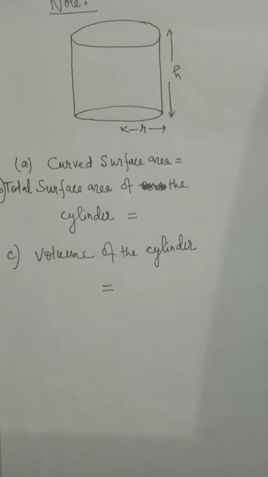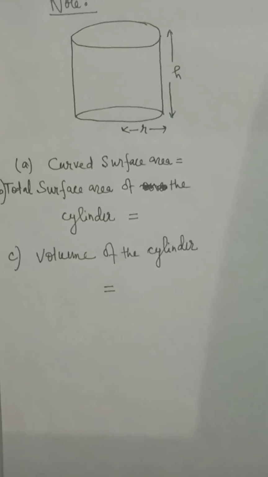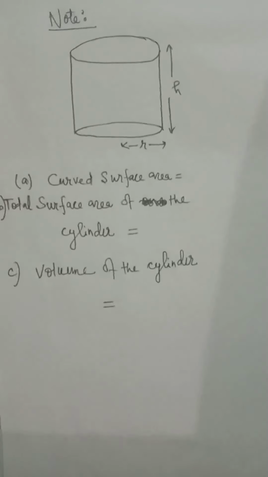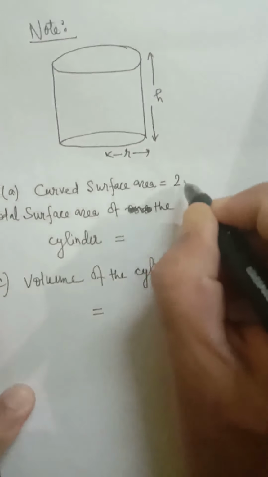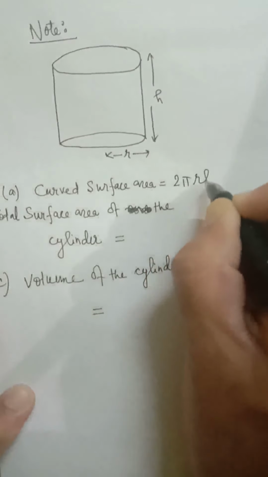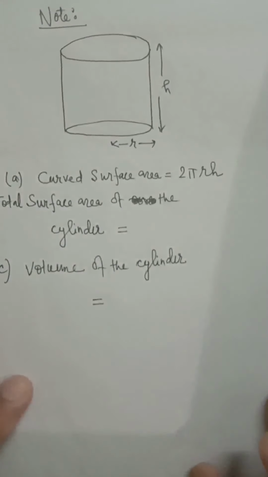Now I want to remind you of the surface area and volume of some geometrical shapes. Let us start with the cylinder. The curved surface area of the cylinder is 2 pi r h, where r is the radius of the base and h is the height of the cylinder.